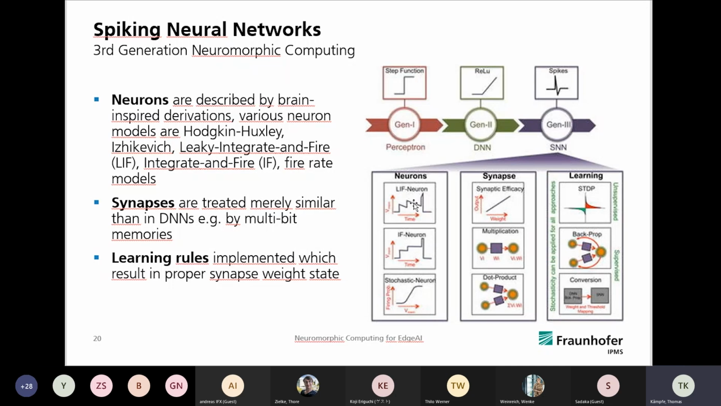However, implementing such a model in hardware turns out to be quite complex, such that hardware implementations so far mostly focus on more simplified neuron models, such as the leaky integrate and fire, or the integrate and fire model. Furthermore, stochastic firing neuron models have been used, which is described here.